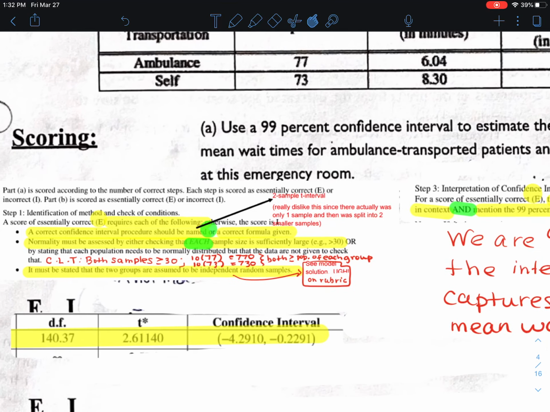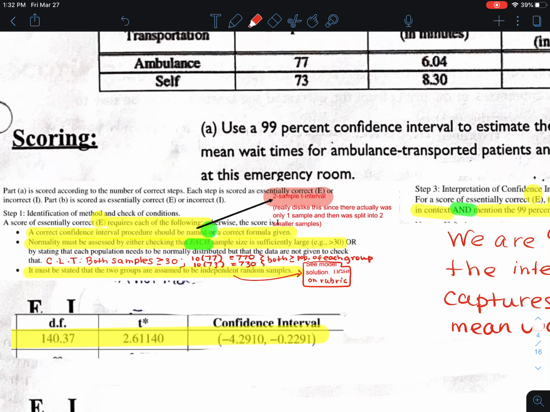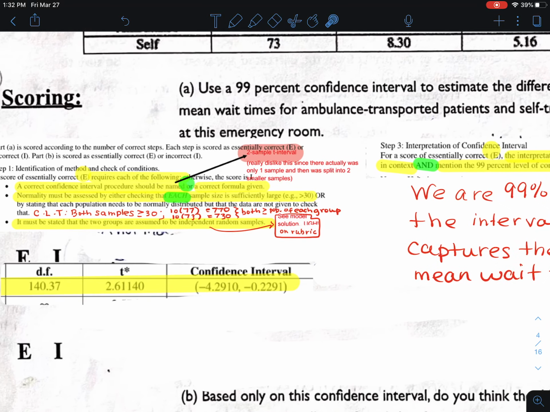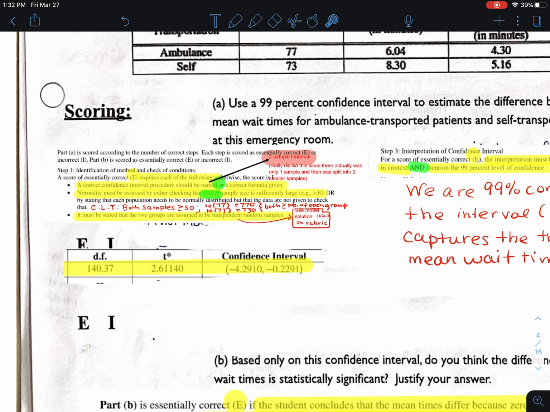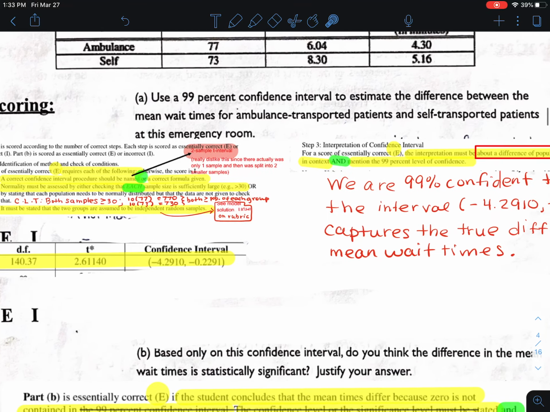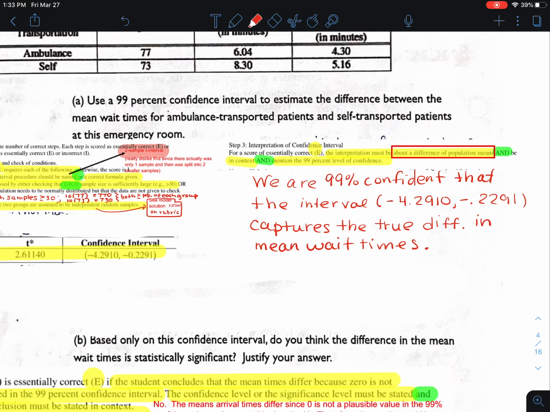I think this was a little tricky to figure out what inference procedure you were supposed to use. They were wanting you to use a two sample t interval because they took that group of 150 and separated them based on how they got to the hospital. You can see this here on the rubric: these checks of naming it correctly, central limit theorem, both groups were more than 30. I just ran it on the calculator and got this for the degrees of freedom. And again, I'm drawing your attention to the fact that when you interpret this, you want to make sure this is capturing the true difference in those mean wait times.